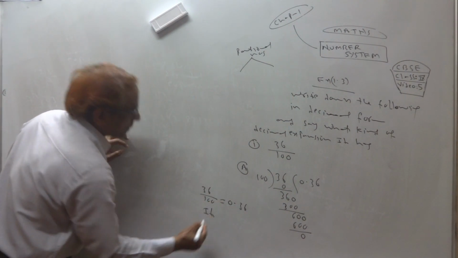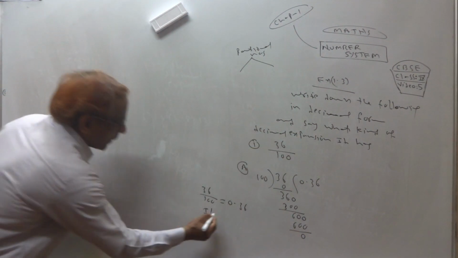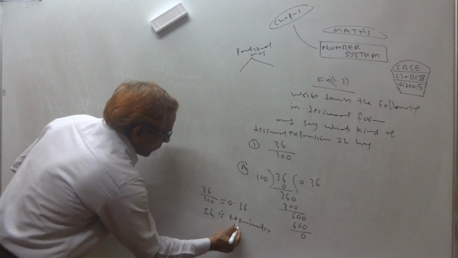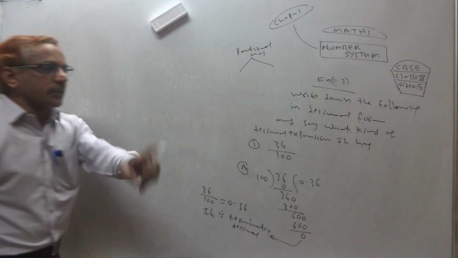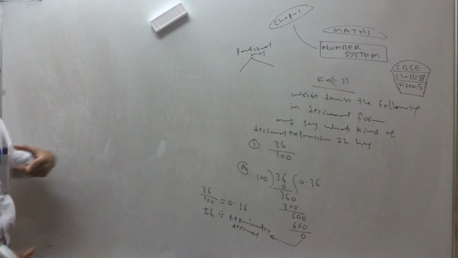This is which type, please? Say what kind of decimal expansion it has. It is which type? Terminating. When you say terminating, when you get 0. If you get 0, it is terminating. If you never get 0, non-terminating but repeating.